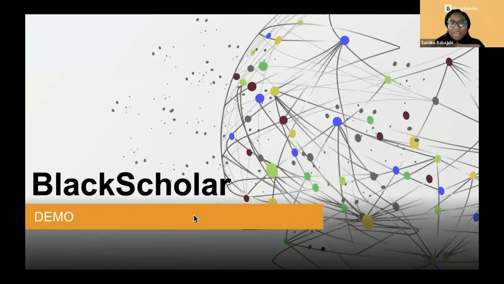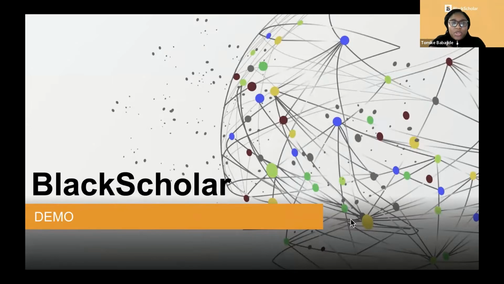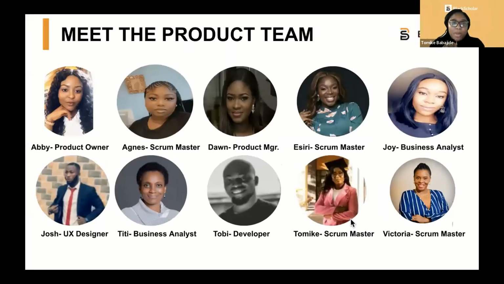We are Team Black Scholar. Nine weeks ago, a group of us started the journey of creating a valuable product. Before I get started, it's important I introduce you to the team that did this. Our product team consisted of 4 Scrum Masters, 2 business analysts, a product owner, a product manager, a UX designer, and a developer.